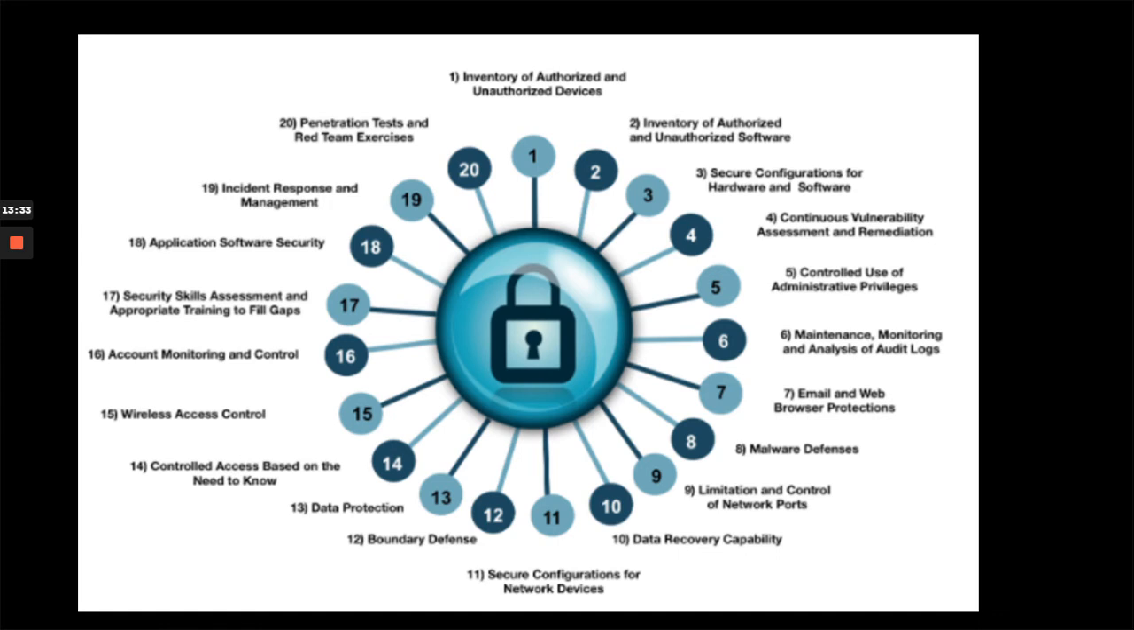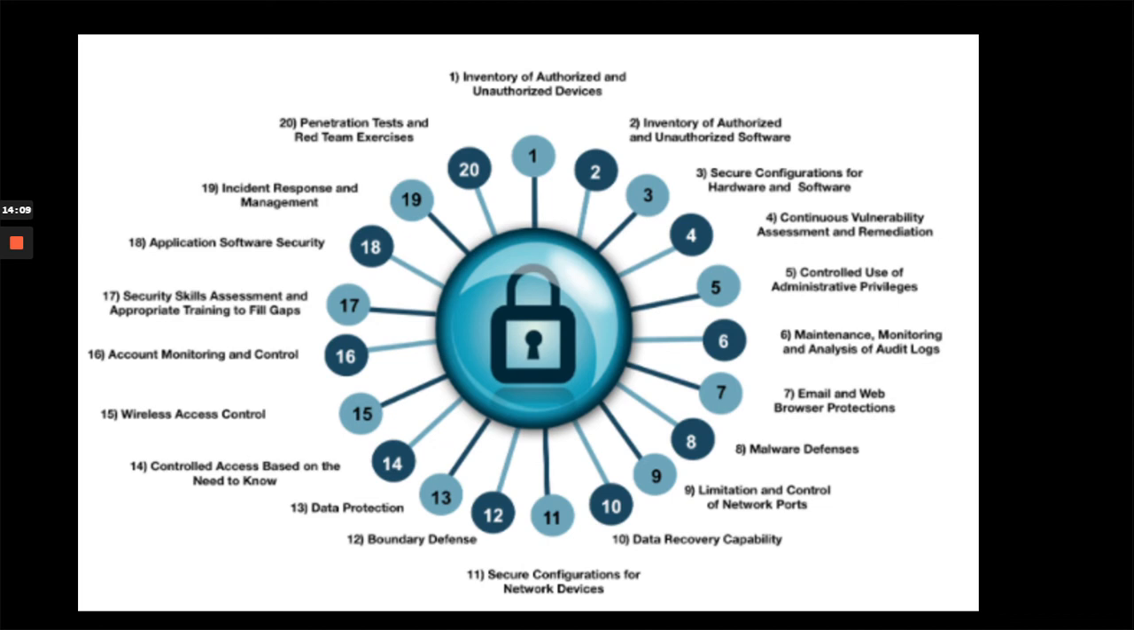The first one is to have an inventory of authorized and unauthorized devices, right? If you look at my previous videos, I mentioned applications that you can actually use to carry out some of these tasks, right? Have an inventory of authorized and unauthorized software. You must know what it is that you are working with, what lies in your network, right, in order to mitigate and deal with the various threats that exist, right? Secure configurations for hardware and software, right? Continuous vulnerability assessment and remediation, right?